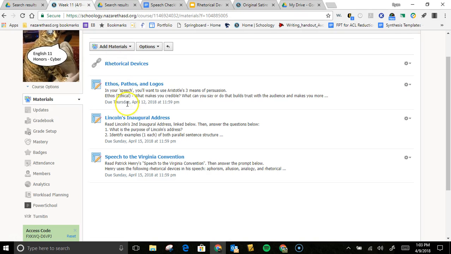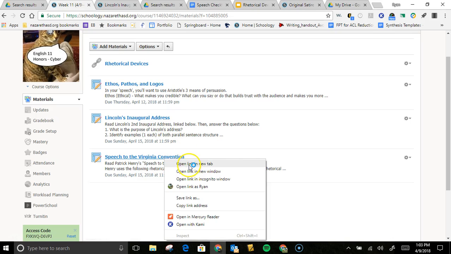The next assignment, these 2 are due on the same day. They're kind of similar assignments, but they're looking at different devices. So we'll look at Lincoln's inaugural address first.